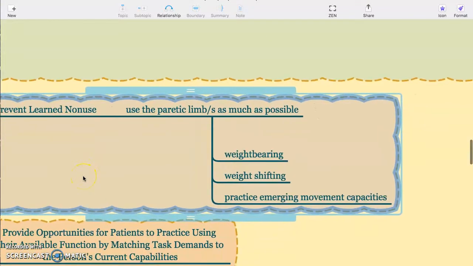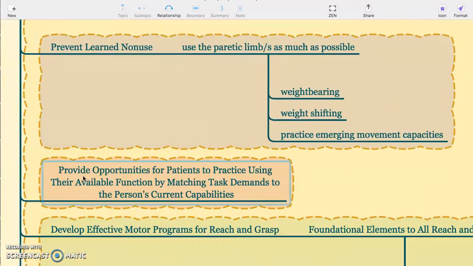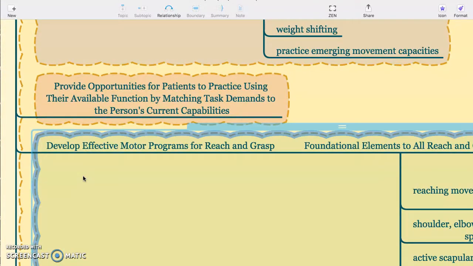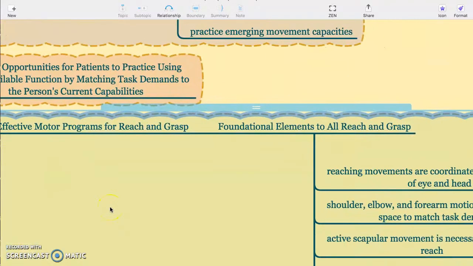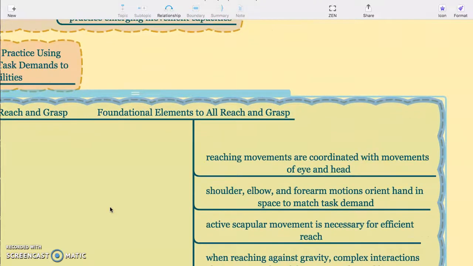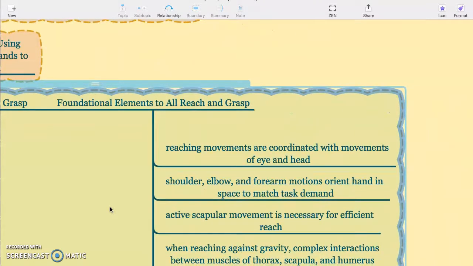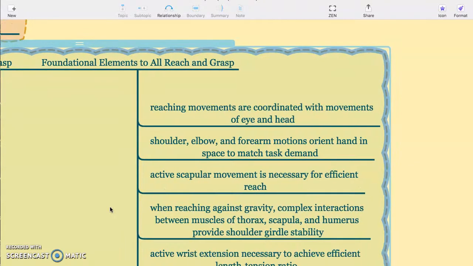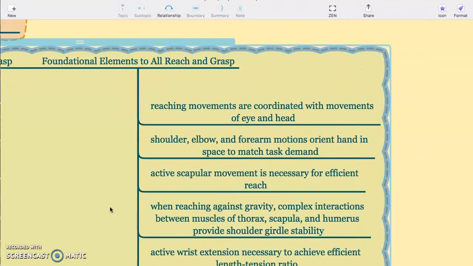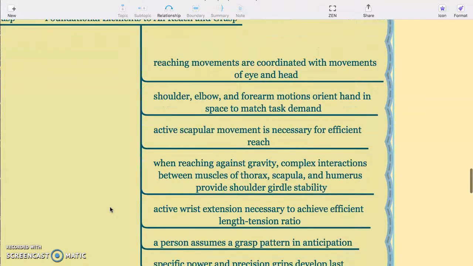In order to combat this, clients are instructed to use the paretic limbs as much as possible. They can use the limb for weight bearing, weight shifting, and practice emerging movement capacities as they come back after a stroke. Clients will need to develop effective motor programs for reach and grasp. In order to do this, they need to have foundational elements first. These include reaching movements coordinated with movements of the eye and head, shoulder, elbow, and forearm motions, and orienting the hand in space to match task demand.